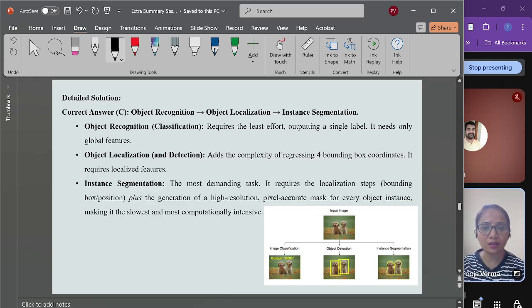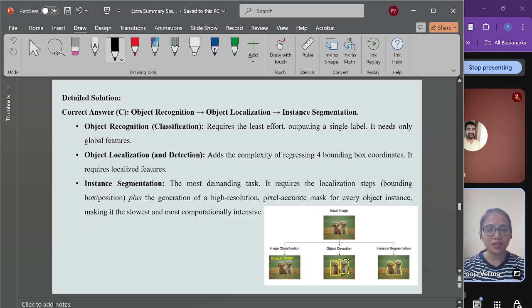While object localization, or object detection, adds the complexity of predicting four bounding box coordinates, because we are making a bounding box like this. So there are four coordinates, right? It requires localized features, where it is, so the x, y coordinates are required. It adds that much complexity over recognizing the object.